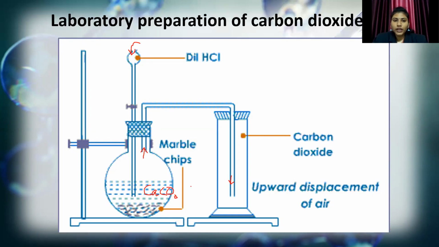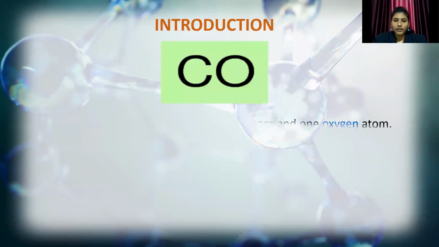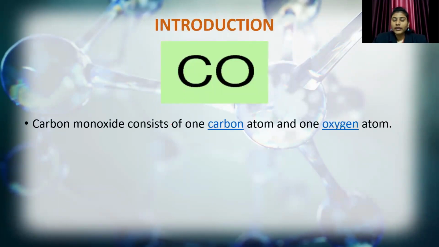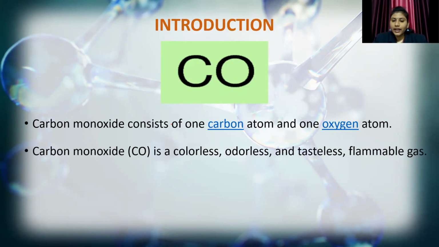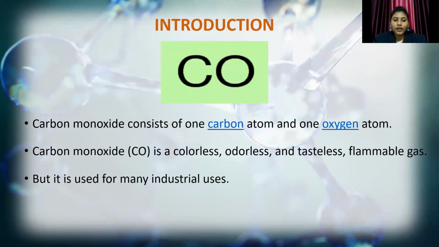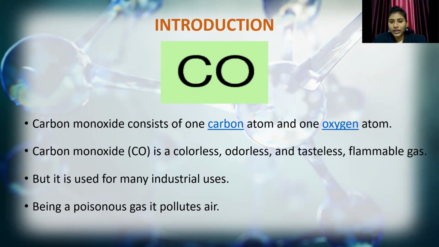Now let us move to carbon monoxide. Carbon monoxide consists of one carbon atom and one oxygen atom. It is a colorless, odorless and tasteless flammable gas. It can catch fire, but it is used for many industrial uses. Being a poisonous gas, it pollutes air. Carbon monoxide is a pollutant, a gaseous pollutant.